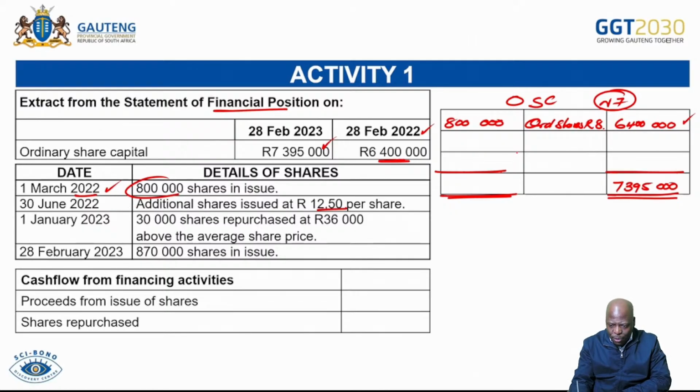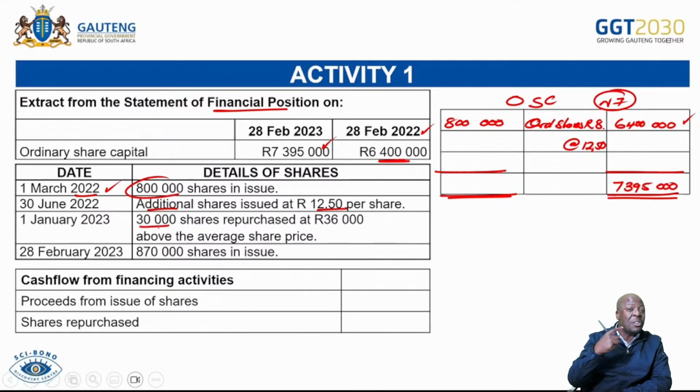So we don't know the number of shares, but we know that they were issued at 12.50. How many shares? We are not told. We're just told additional shares. Okay? Don't fight. You continue going. And then we are told 30,000 shares were repurchased.